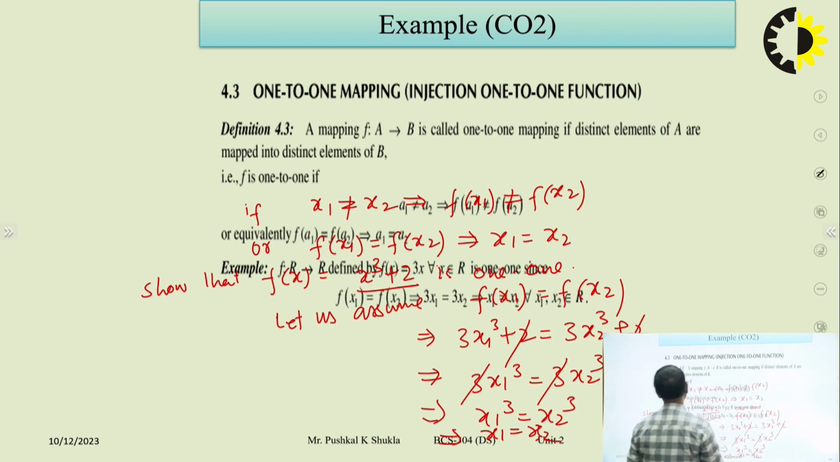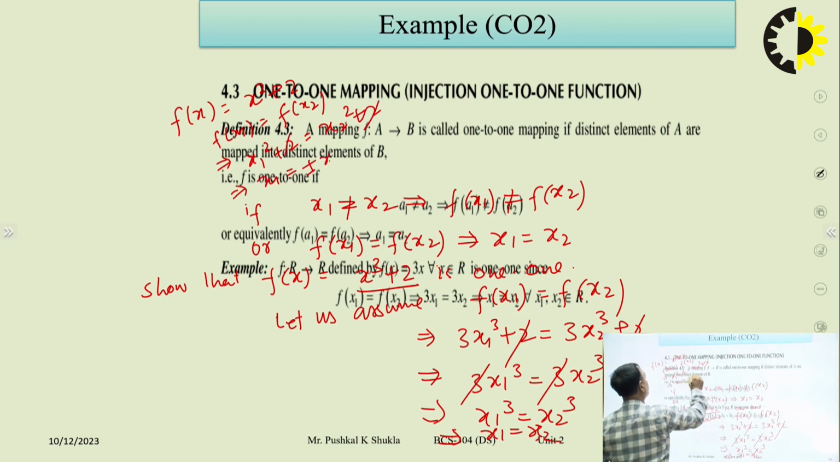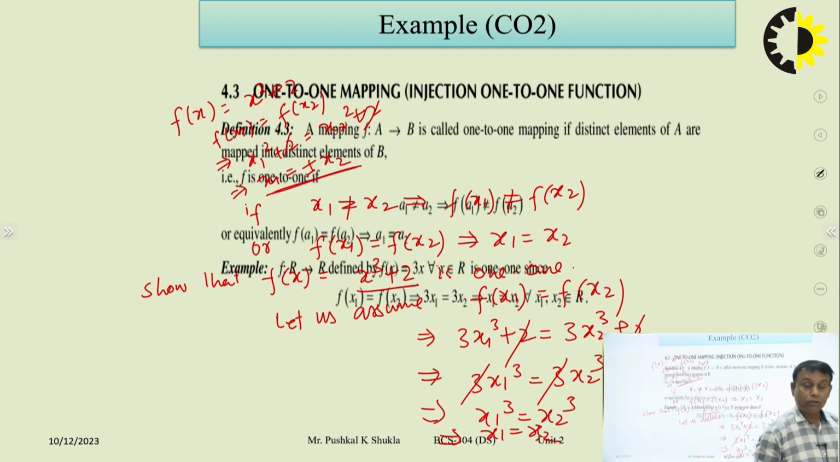Another example we see, suppose f(x) equal to x² plus 2. So f(x1) equal to f(x2), so this will be x1² plus 2 equal to x2² plus 2, the 2 cancels out, and x1 equal to plus minus x2. So the condition is not going to hold. If f(x1) equal to f(x2) implies x1 equal to x2, then it will be one-one. Here x1 equal to plus minus x2 is coming. So it is not one-one. It is not injective.